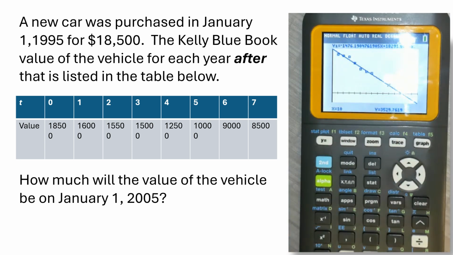And we can see the approximate value of the car will be $3,529.76. Now, it is very important that we use the word approximately because this is a linear regression that approximates the values. It's not a guarantee.